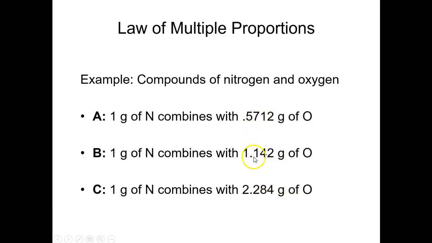Again, you may not be seeing small whole numbers here, but if you look carefully at the relationship between these, the easiest way to do it is simply to take all 3 and divide them by the smallest one. If you do that, what you get is 1, 2, and 4. So the amount of oxygen that will combine with 1 gram of nitrogen in these 3 compounds gives a series of masses in a small whole number relationship, which is what the law of multiple proportions says.